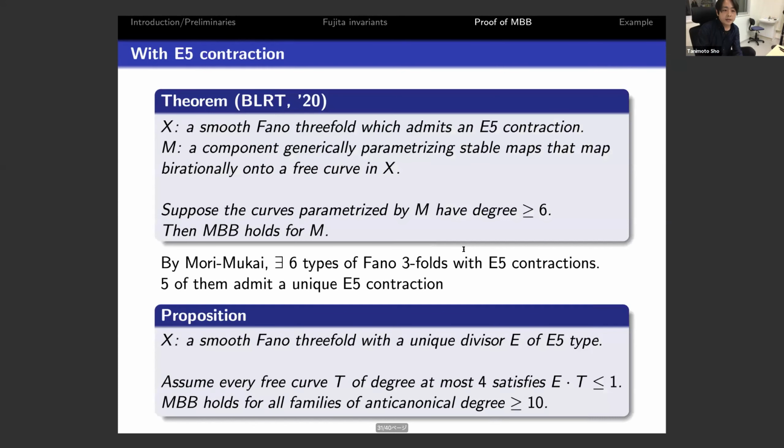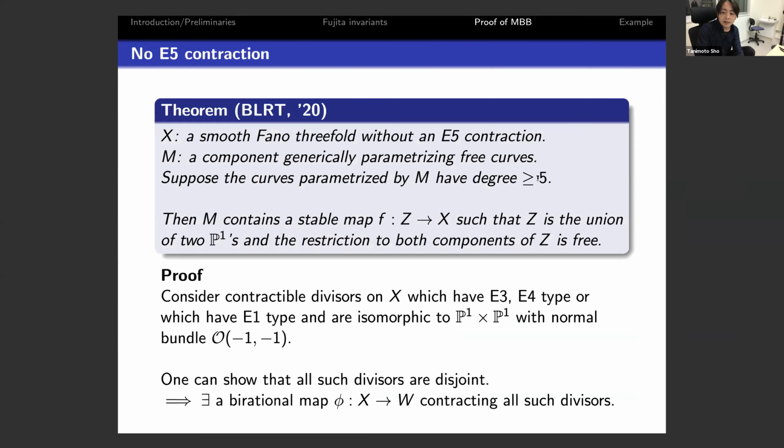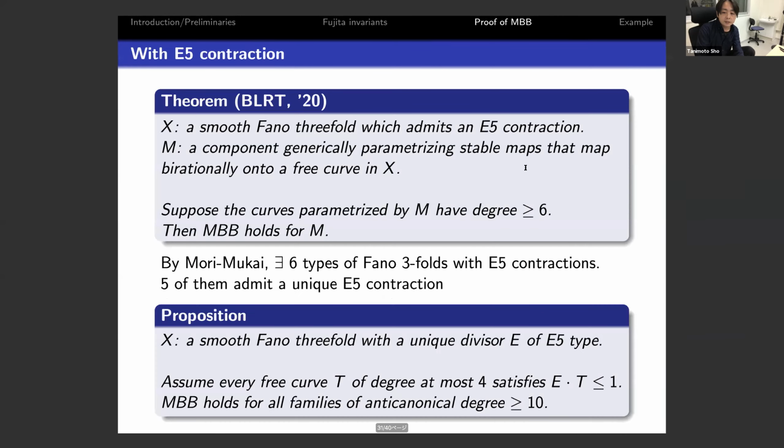Next, let me discuss the E5 contraction, when we have an E5 contraction. So this is a statement. Suppose we have a smooth Fano threefold which admits an E5 contraction, and let M be a component generically parameterized by a stable map that maps birationally onto a free curve in X. Suppose that the curve parameterized by M has degree greater than or equal to 6. Then MBB holds for M. Note that when there's no E5 contraction, the degree has to be greater than or equal to 5, but when we have an E5 contraction, the degree has to be greater than or equal to 6.